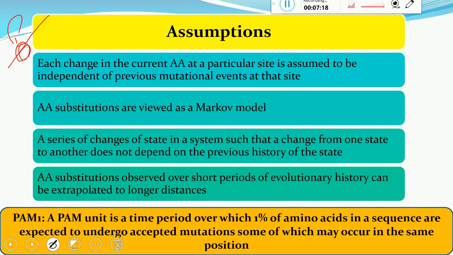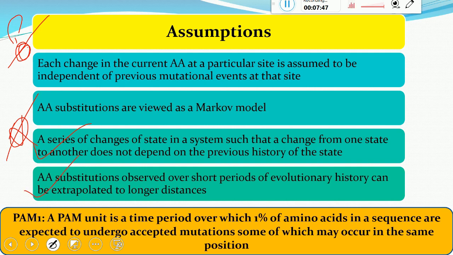Second, amino acid substitutions are modeled as a Markov model. Third, it is a series of changes of state in a system such that a change from one state to another does not depend on the previous history of the state. It basically means the same thing. If this is a protein sequence, and suppose this amino acid is to be changed during the course of evolution, then it is independent of the previous changes which have happened at this site. Okay.